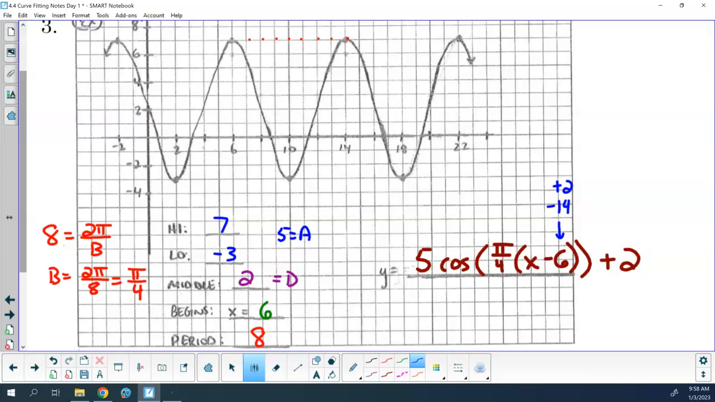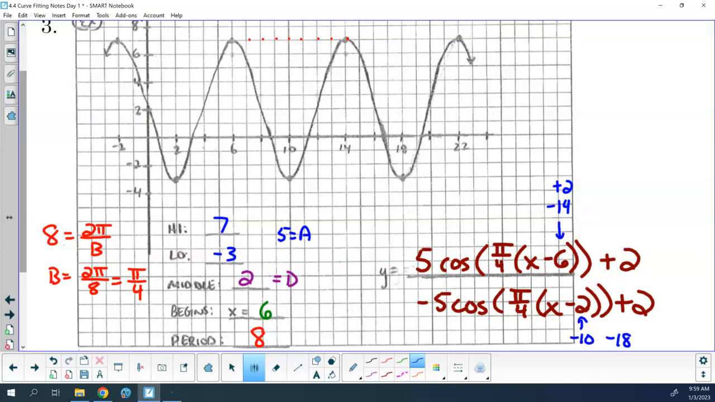The other one, if we wanted to, this could be -5 cosine of pi over 4 times x, but now we would start at the bottom, so then that would be -2. And then this one could be here -10, or -18, or +6. Okay. All those work.